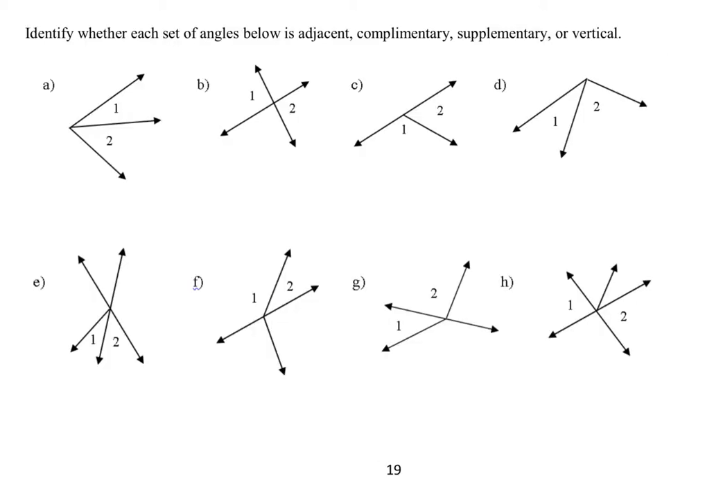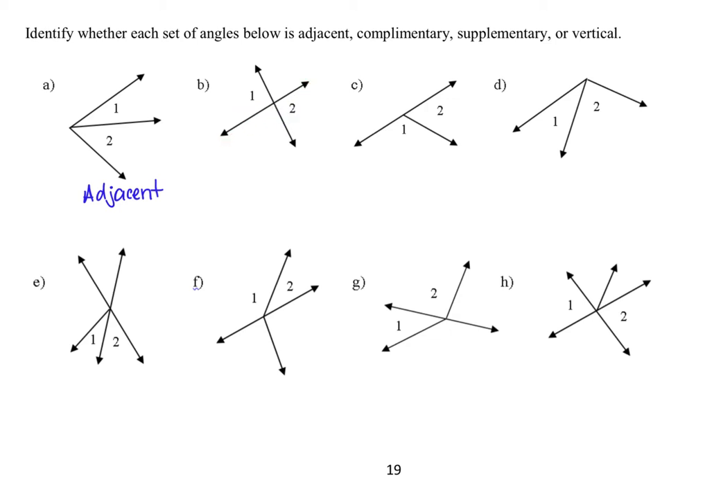So let's get some practice and figure out if the angles below are adjacent, complementary, supplementary, or vertical. So if we look at letter A, we have angle 1 and angle 2. They look to share a common side, and I can't really tell if these add to 180. So the best choice for this would be to say that they are adjacent angles.